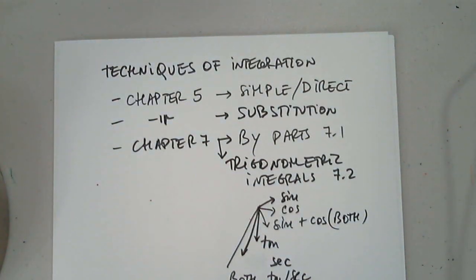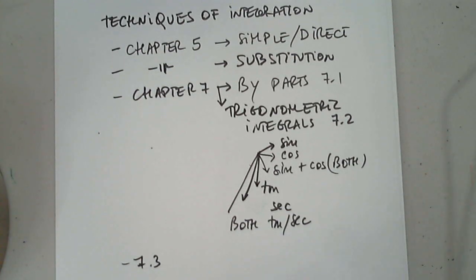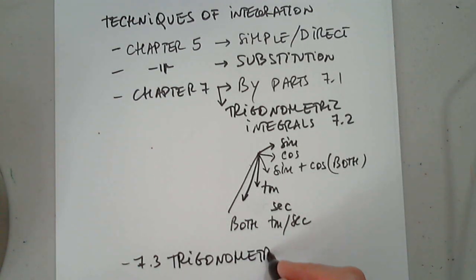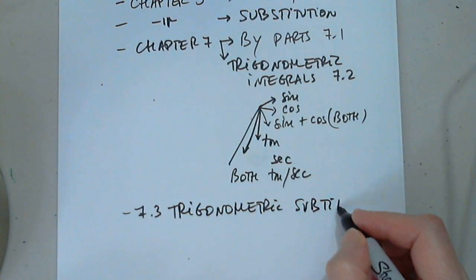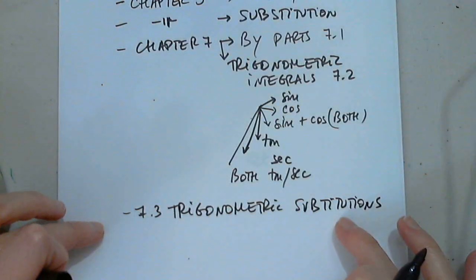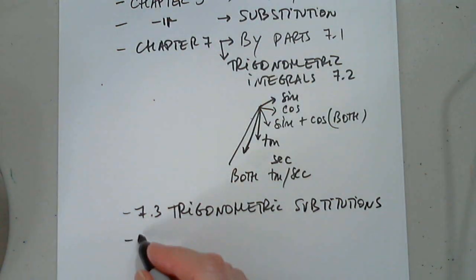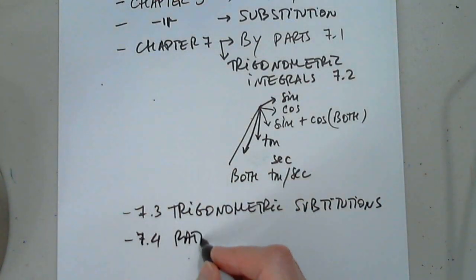Now, we also looked at trigonometry. The next one is trigonometric substitutions, actually. So 7.3, trigonometric substitutions. What is next? So this is what we're going to talk about right this moment. But I would like to add here 7.4. What is 7.4? It's rational functions.